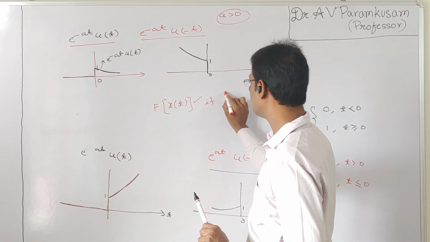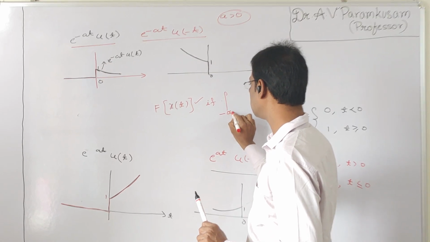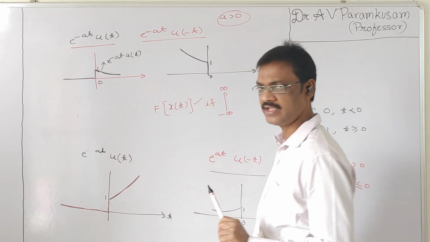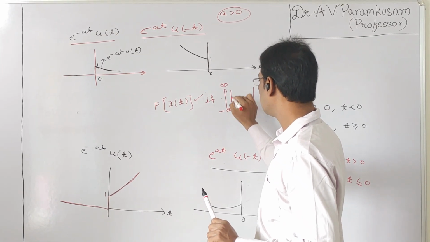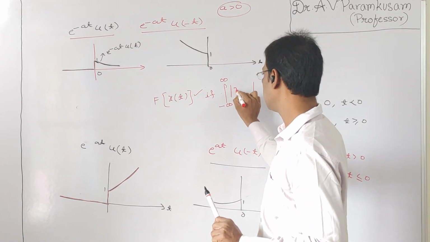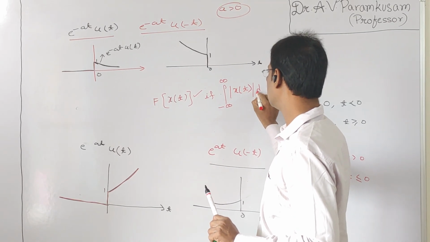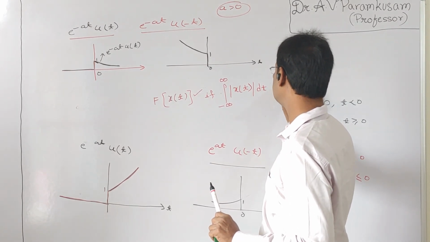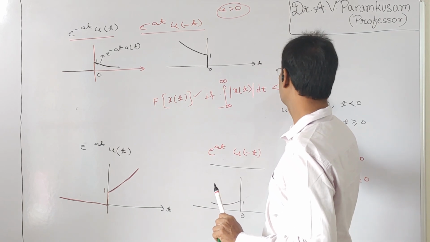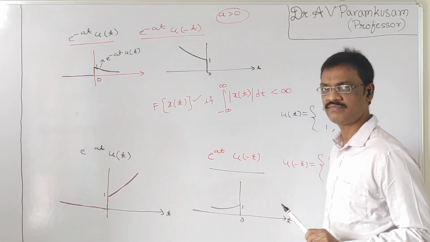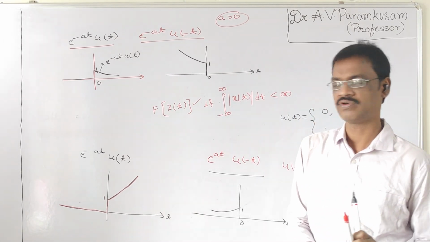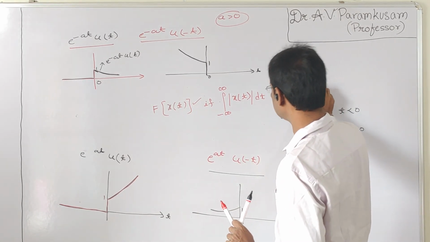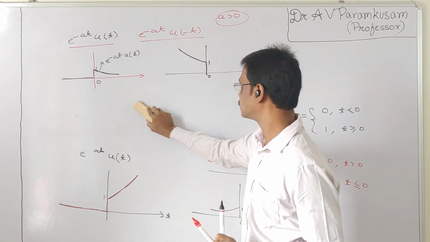Absolutely integrable means you take the integration for that signal from minus infinity to plus infinity, taking the absolute value of x of t dt. This value should be less than infinity. Then the Fourier transform exists. This is the condition.